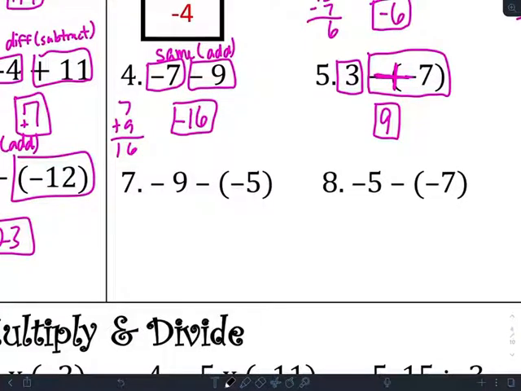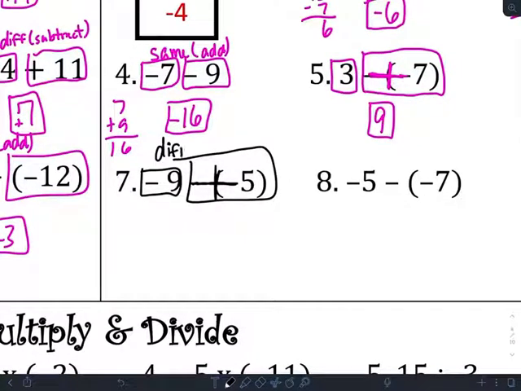Number 7, negative 9 minus negative 5. Again, minus negative. Connect them. And now we have negative 9 plus 5. Same signs or different signs? Different means to subtract. Keep the sign of the greater absolute value. In this case, the one with the greatest absolute value would be negative 9. So my answer is going to be negative. I'm just simply going to subtract 9 minus 5, which leaves me with 4. So my answer is going to be negative 4.